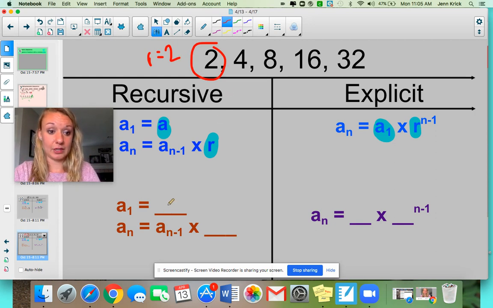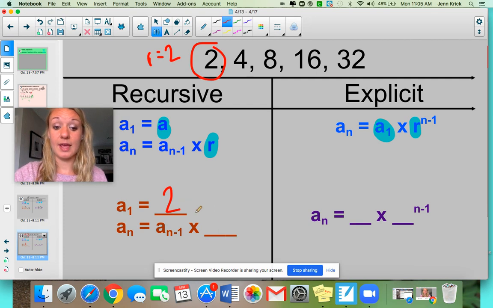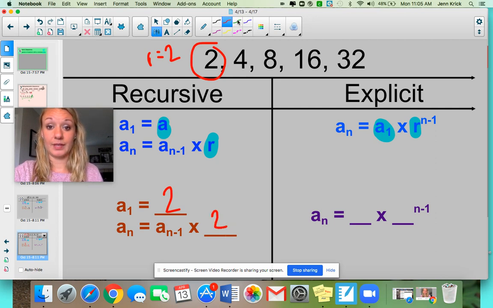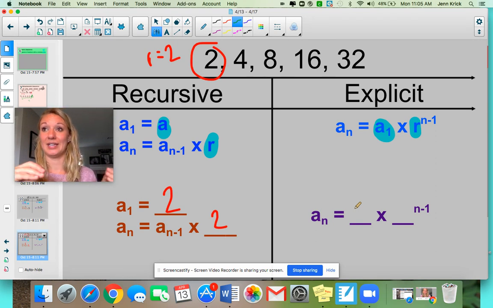So looking at the recursive rule, if I asked you to write it out, you'd write out A1 equals, instead of A, I'm going to plug in 2 because that's my first value within the sequence. Down here, instead of R, I'm going to plug in 2 because I know that I'm multiplying by 2. And now when you come to do your explicit one, it's super easy because you're just doing the same thing. It's just in a different format.